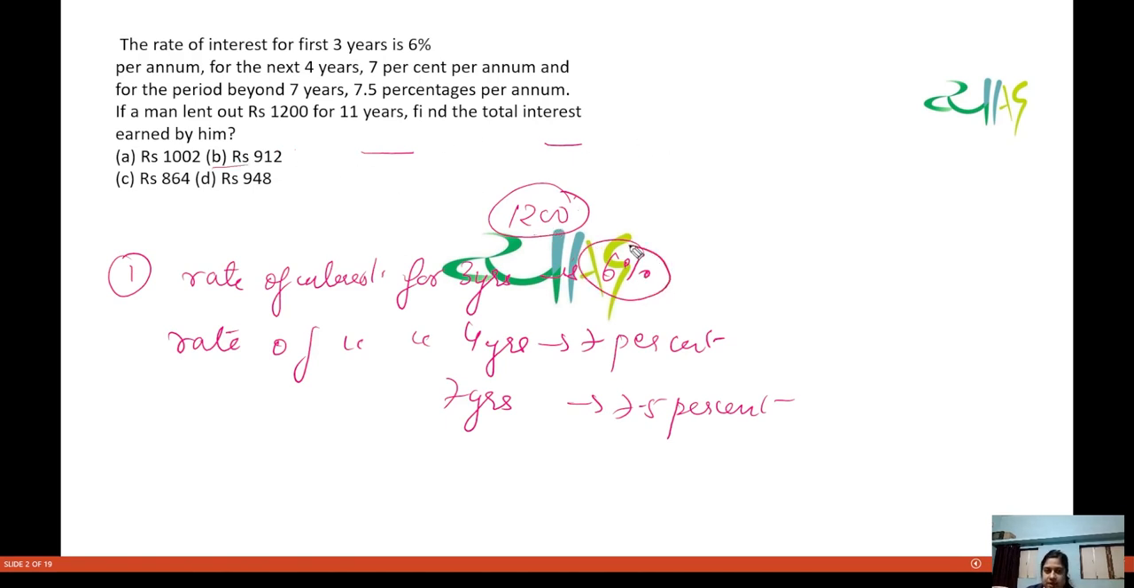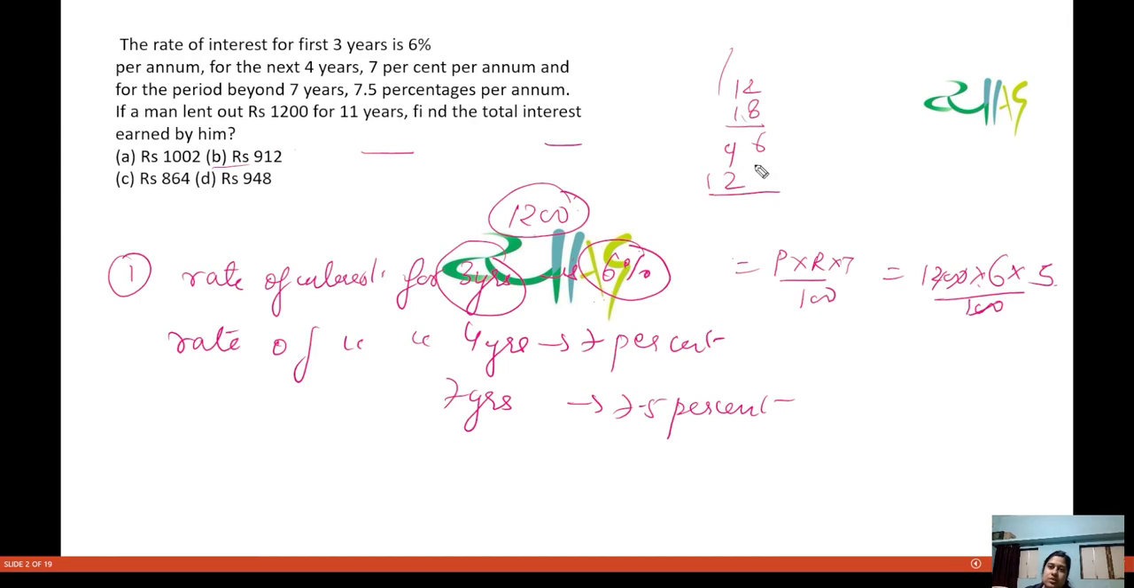So at 6%, the rate of interest for 3 years, obviously the interest is equal to P into R into T by 100. We can use this formula here. P is 1200, R is 6, and time is 3 years. So you can definitely do this. This becomes 12 into 18, so this is 216. Okay, this becomes 216. Fine.